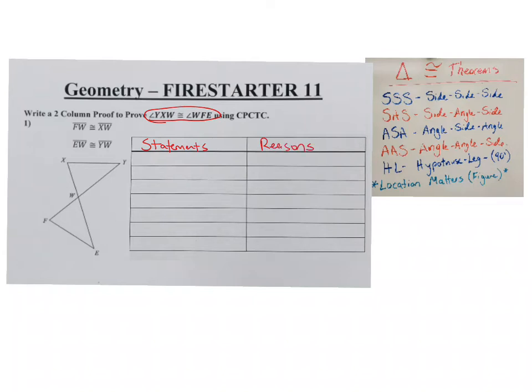The keyword is perfect. FW, XW. So I have FW, XW. Now I'm going to say EW, YW. So I write my first proof. My first statement. Remember, we always start with given. Then my next one, EW, YW.